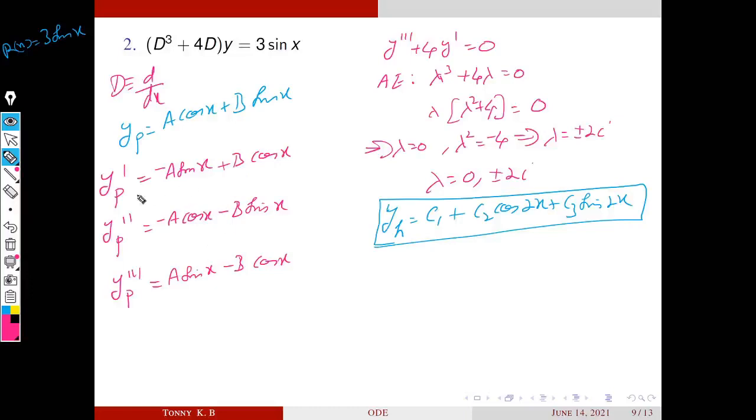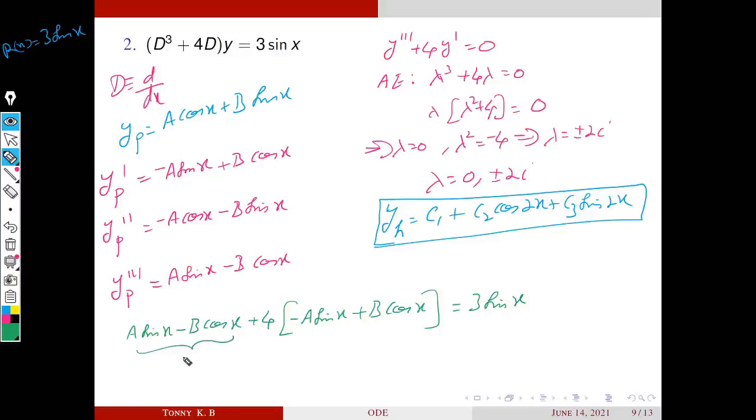These are the derivatives. yp dash is minus a sin x plus b cos x. yp double dash is minus a cos x minus b sin x. yp triple dash is a sin x minus b cos x. Substituting yp triple dash and yp dash in this equation, this becomes yp triple dash plus 4 times yp dash.